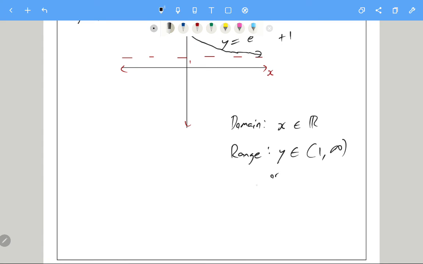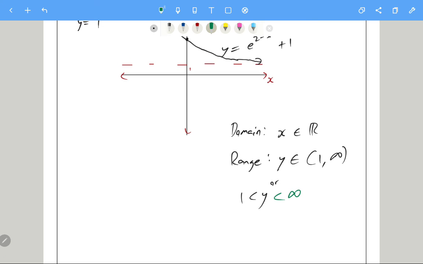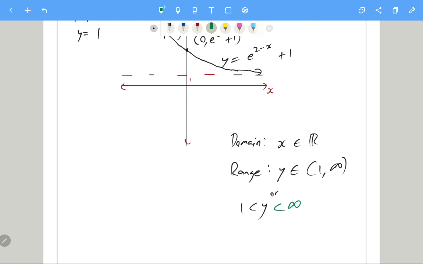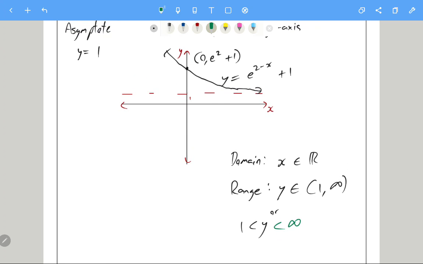Or we could write that as saying 1 is less than y, and if you wanted, you could even say is less than infinity. Notice I'm using strict less thans, not less than or equal to, for it never actually reaches 1 and it never actually reaches infinity, but it approaches those things.